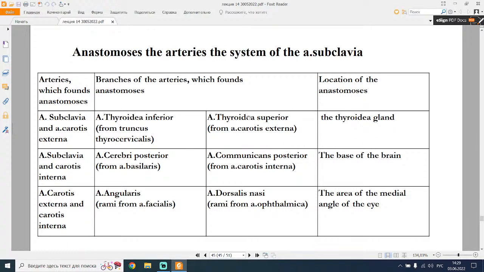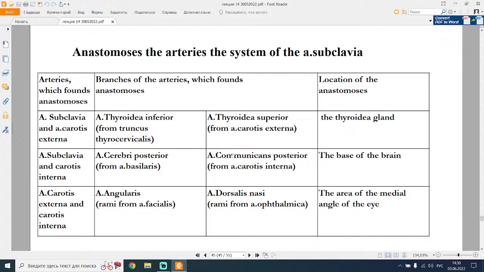This anastomosis is located in the thyroid gland. Next, for example, anastomosis between arteria subclavia and carotis interna: between arteria cerebri posterior from arteria basilaris and arteria communicans posterior from arteria carotis interna. Location, the base of the brain. This is short information about anastomosis. This information is for you.